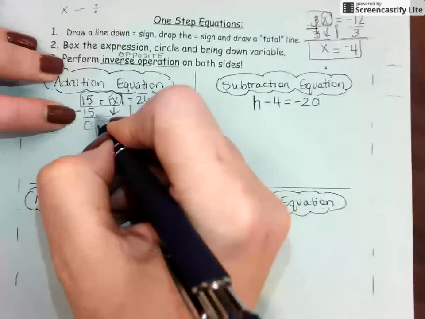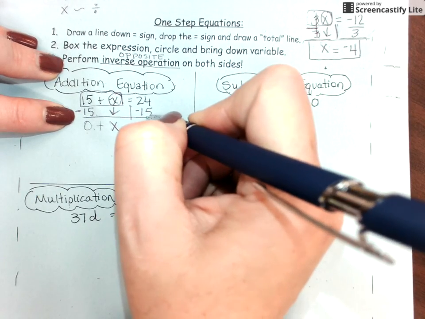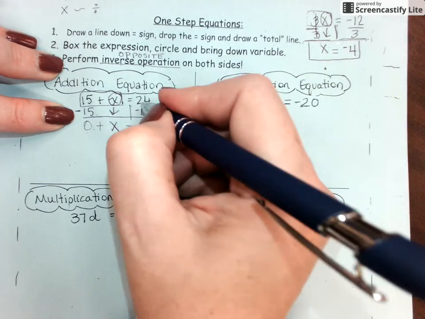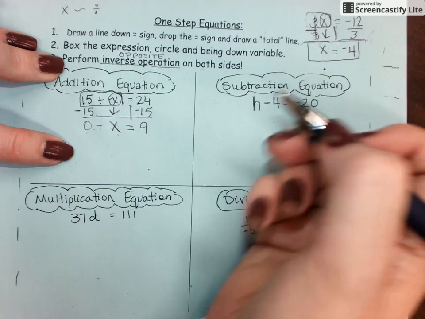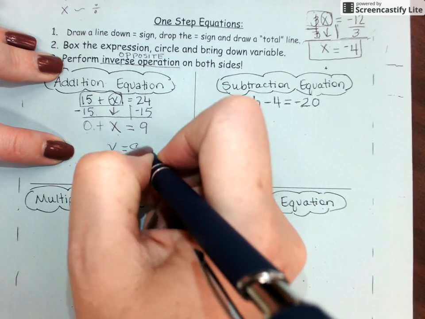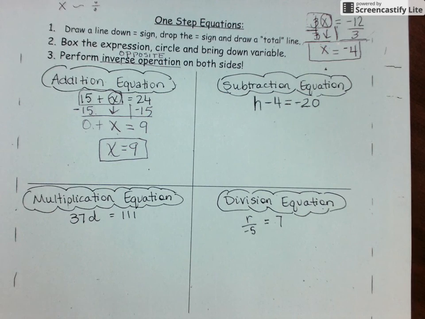But if I subtract 15 on this side of the equal sign, I need to subtract 15 on that side of the equal sign. 24 minus 15 is 9. So my answer is x equals 9, and I like to box in my answer.